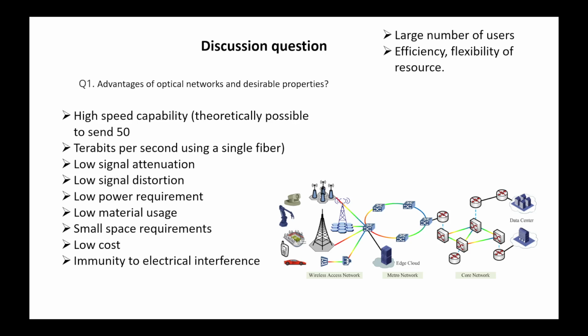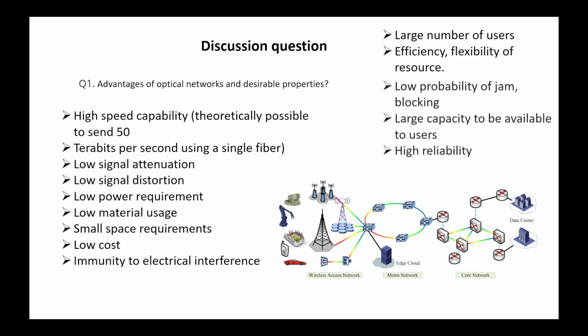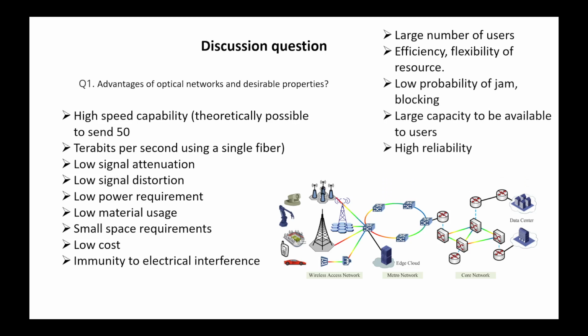Efficiency and flexibility of the resources. Low probability of jamming; blocking should not be there. Large capacity available to the user, and high reliability. It means if anyone wants 100 Gbps or 200 Gbps speed, or 10 terabytes, that capacity will be available to the user.